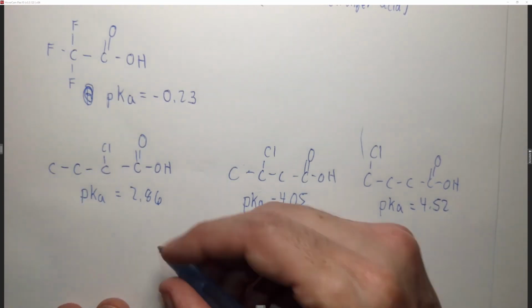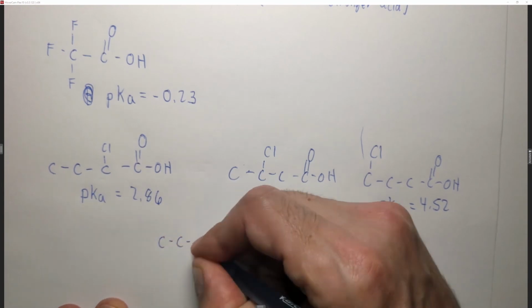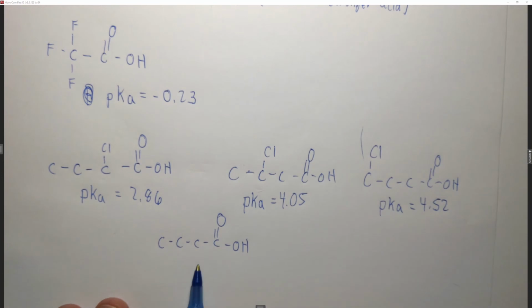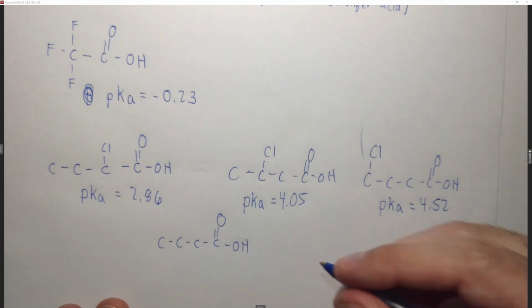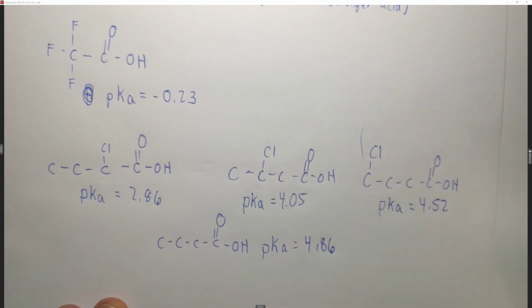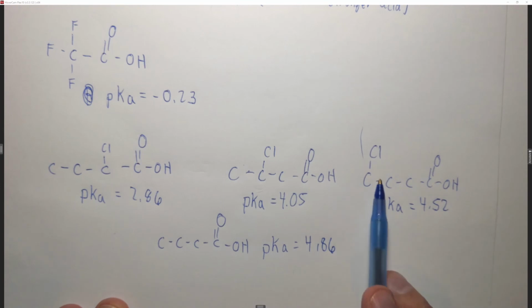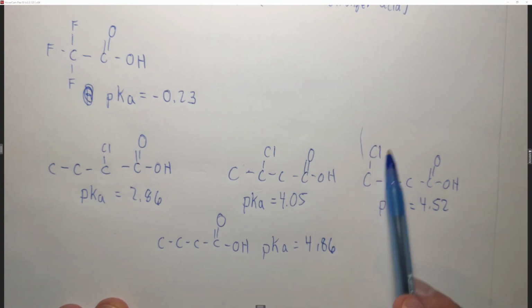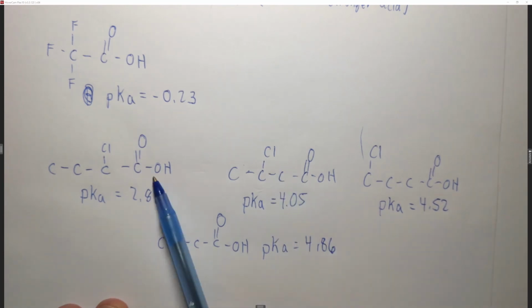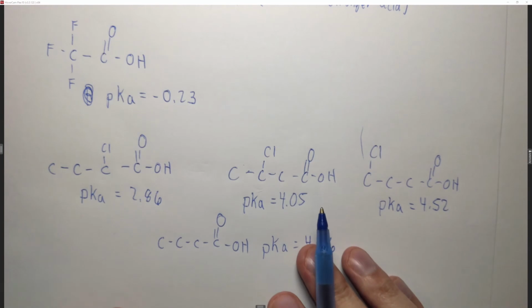Now, as a point of comparison, let's look at this one where we don't have any Cl at all. And if we look at this, the pKa is equal to 4.86. So it's still very slightly a weaker acid than this one, which makes sense because this at least has some electron withdrawing ability, but not much, right? These are pretty close. But then as it gets closer and closer, the acid becomes stronger and stronger.